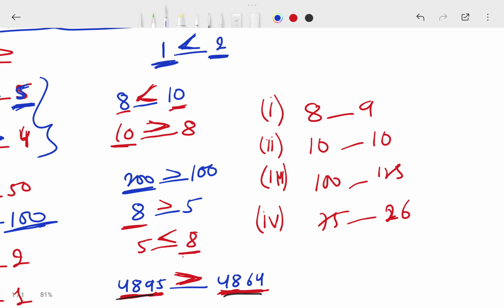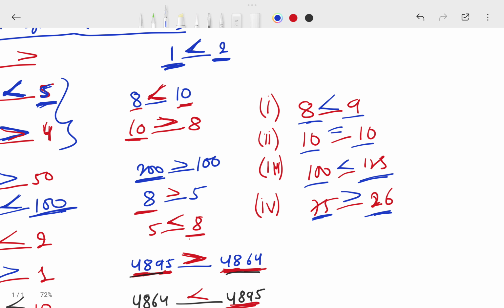Now you can tell me which is greater, 8 or 9? 9, so its mouth is going to be like that. 10 or 10, both are same, so it's going to be the equal sign. 100 or 125, which is greater? 125, so it's going to be like that. 75 or 26, which is greater? 26? No, 75 is greater, so its mouth will be like that.